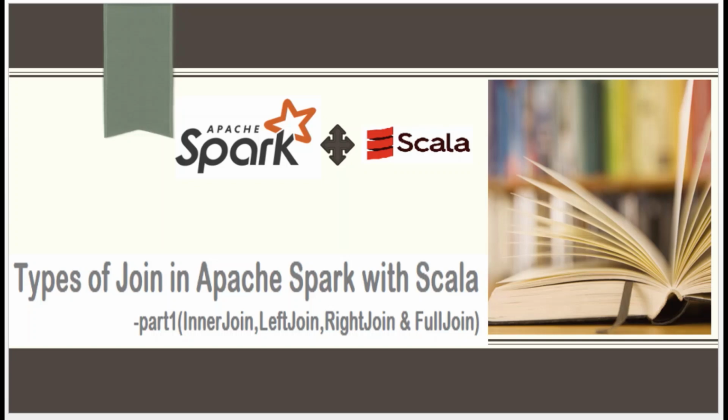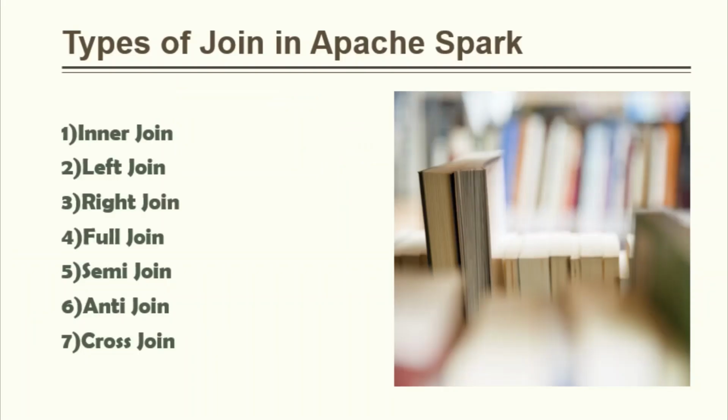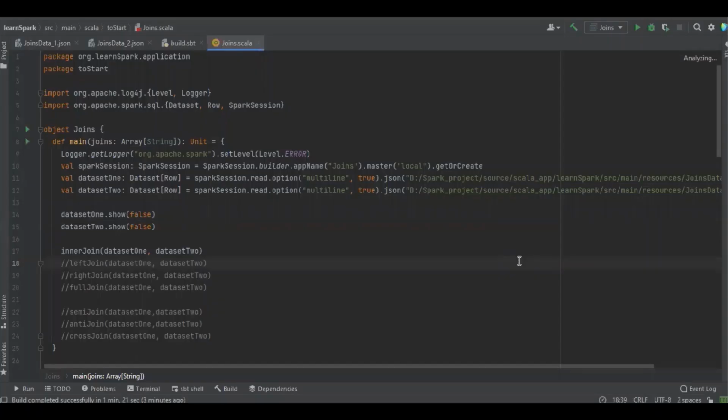Hello programmers, in this video we're going to discuss the types of joins in Spark with Scala. There are 7 types of joins available in Apache Spark, and the types are InnerJoin, LeftJoin, RightJoin, FullJoin, semi-join, anti-join and cross-join.